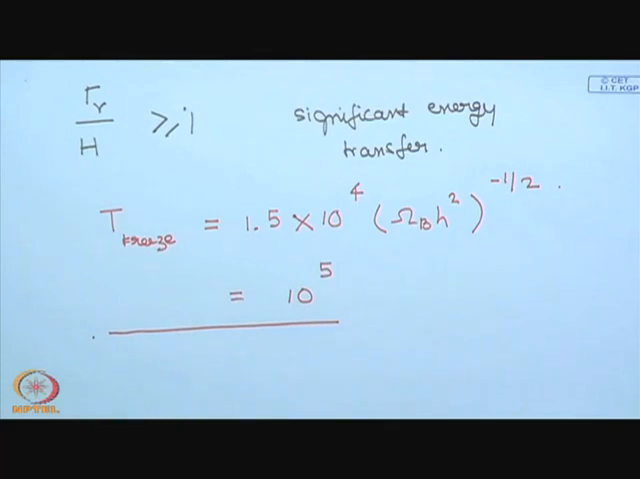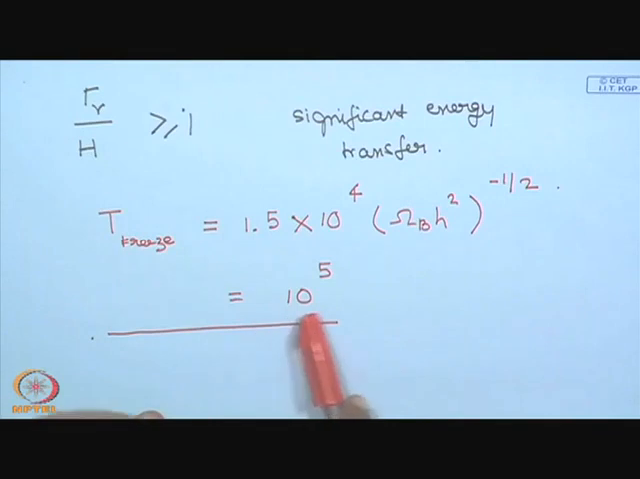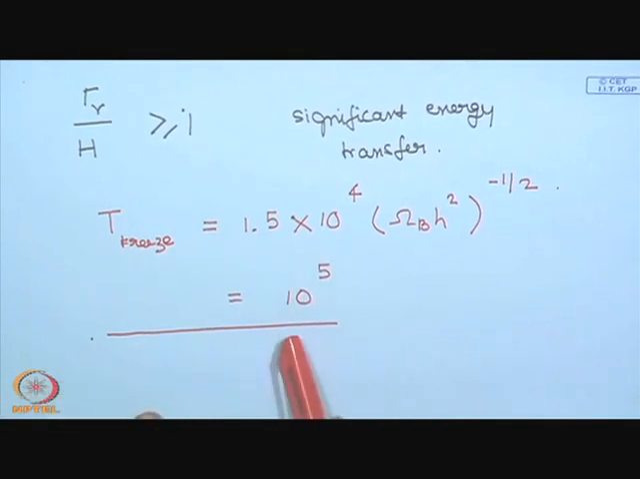So what do we learn from this exercise? What we learn is that the photon exchanges energy with the electrons as long as the universe is hotter than this. Once the universe is cooler than this, this ratio falls below 1, and the energy distribution of the photons, whatever it is, is frozen. The energy transfer becomes insignificant.